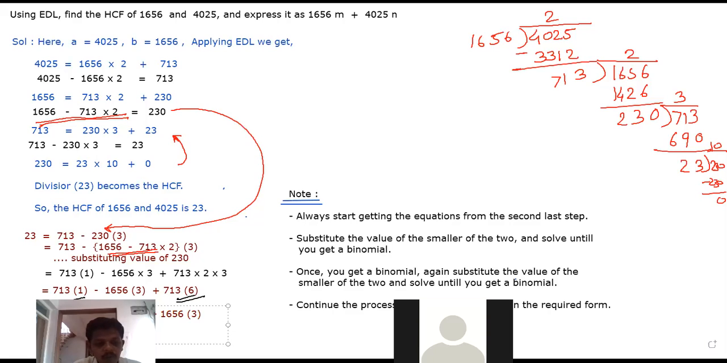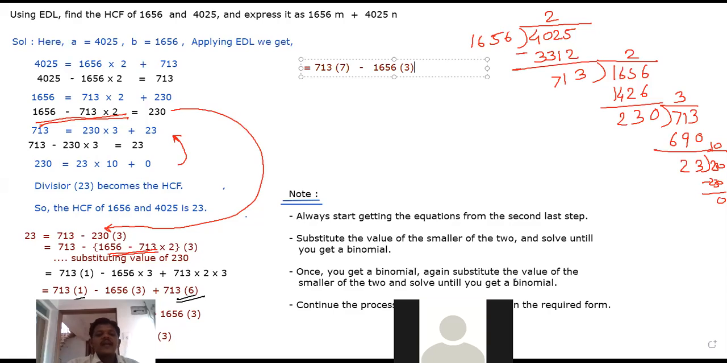1 plus 6 minus 1656 into 3. Yes or no? It is equal to 713 into 7, since 6 plus 1 has become 7, minus 1656 into 3. Did I get a binomial again? Only two terms: 713 into something, 1656 into something.